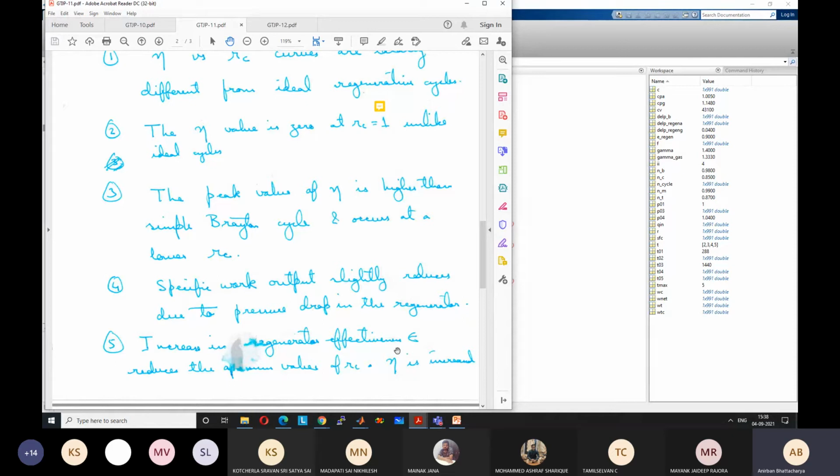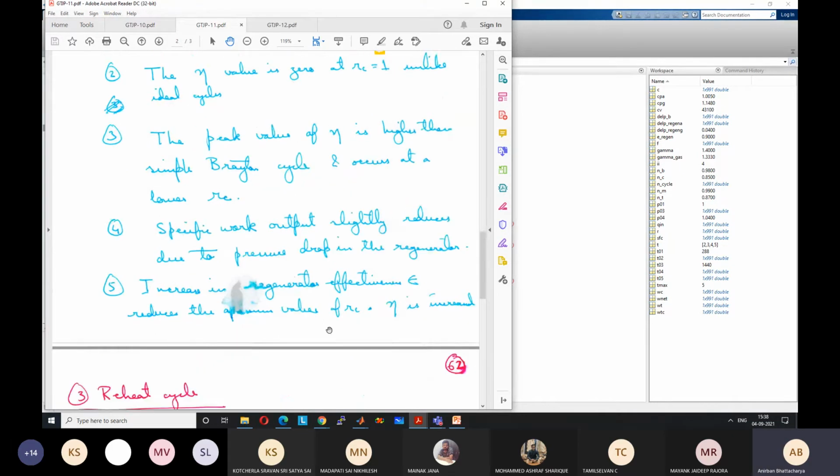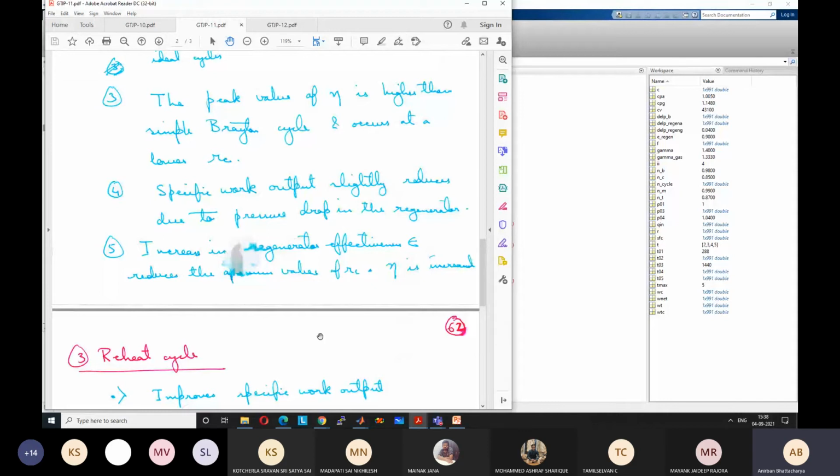Increase in regenerator effectiveness, we have not seen this, but you can try this on your own, will reduce the optimum value of RC and eta will increase. Obviously eta will increase if you increase the regenerator effectiveness. More regenerator effectiveness means more efficient heat exchange, so more energy will be recovered and efficiency will increase.